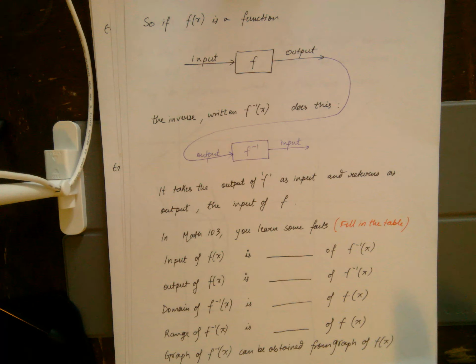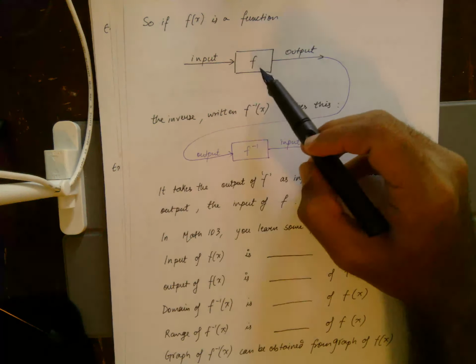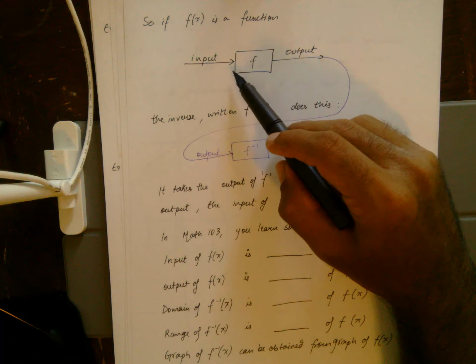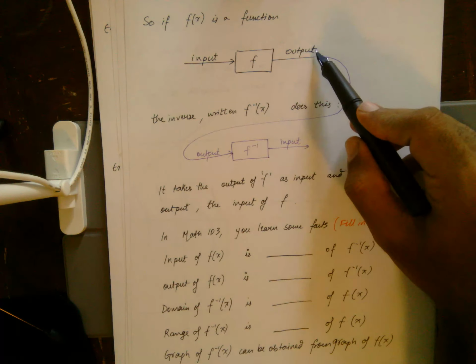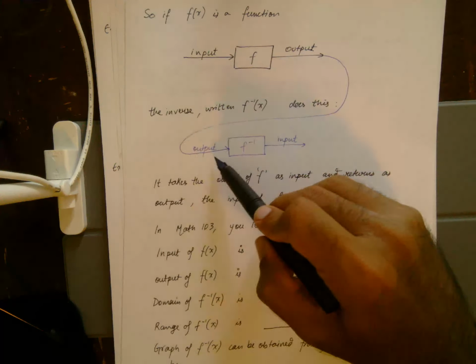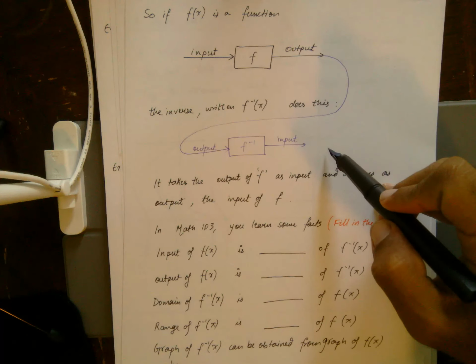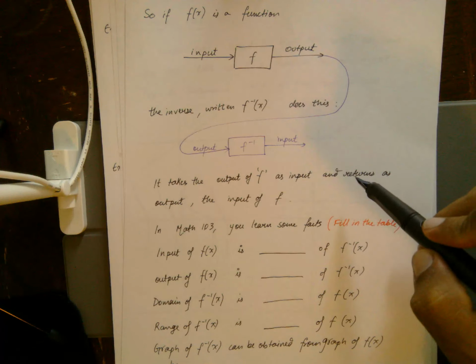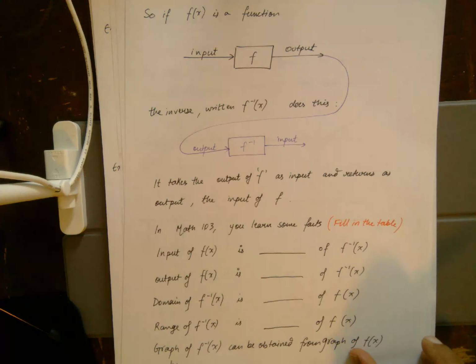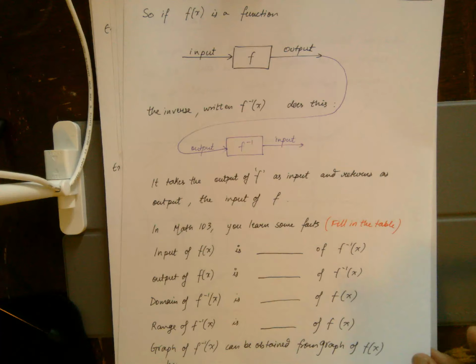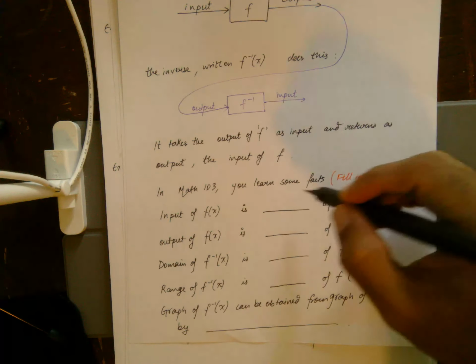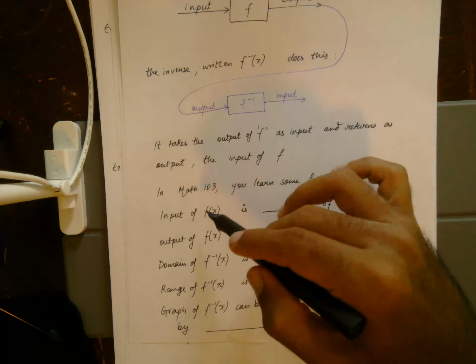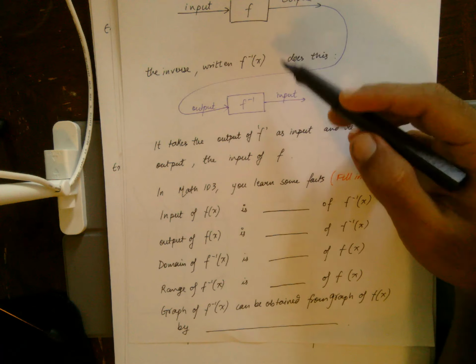In terms of our function diagrams, if I have a block f which takes an input and gives an output, the inverse function takes the output from the function and returns the input. So it takes the output as input and returns the input. In Math 103, you learned some of these facts about functions and inverses, but you don't necessarily have to recall them from Math 103. You can reference this diagram to fill this out.